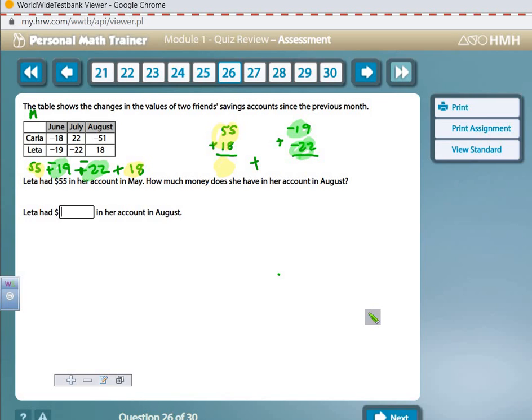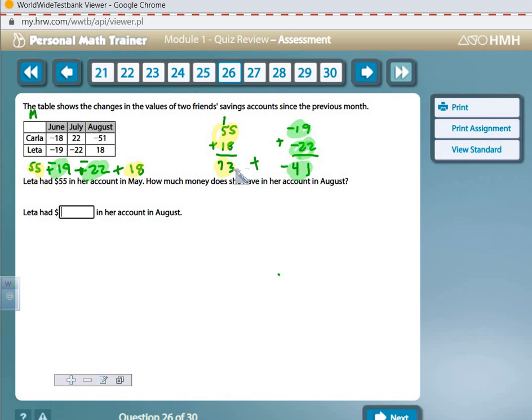Whoops, wrong color, Mr. Reeves. One negative answer is going to be there. All right, so here we go. So 55 plus 18. Well, 5 plus 8 is 13. Carry the 1. That gives me 73. And then right here, I've got 9 plus 2 is 11. Carry the 1. That gives me negative 41.